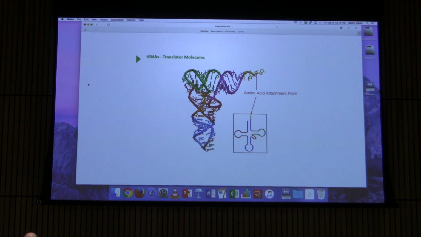So this is a good representation of it in two dimensions because it does show the base pairing that occurs throughout this molecule. But it's not a good representation of it in three dimensions. This is a much better one.